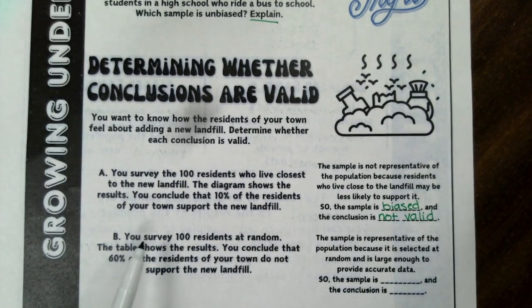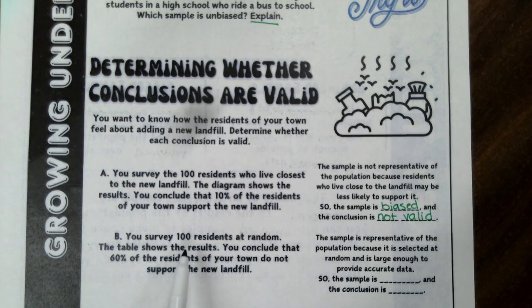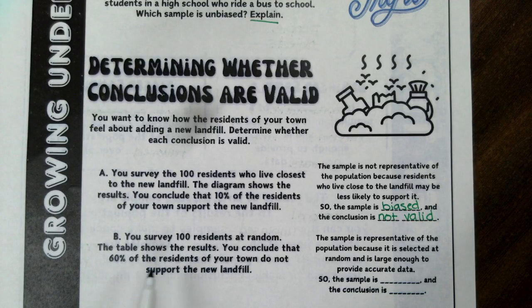Now with this one, we surveyed 100 residents at random. At random, that's a great term to hear. If you see that, then you can almost guarantee that that's going to be the right direction to go. So the sample is representative of the population because it is selected at random and it is large enough to provide accurate data. Because if I would have said, you survey 10 residents at random, well, at random's great, but 10, not very great, right? Because that is not representative of all the people in the town. But to say 100 residents at random, that gives you a pretty good indicator, right?